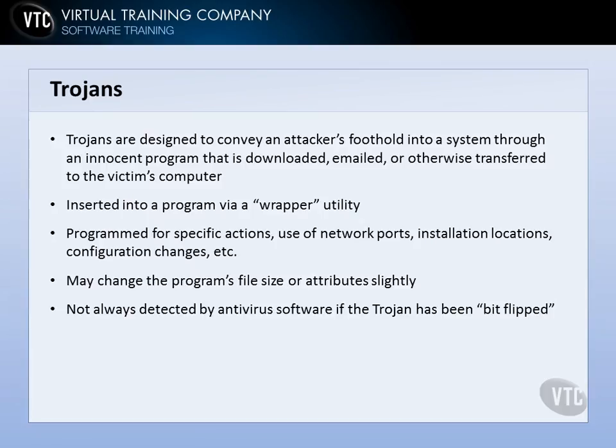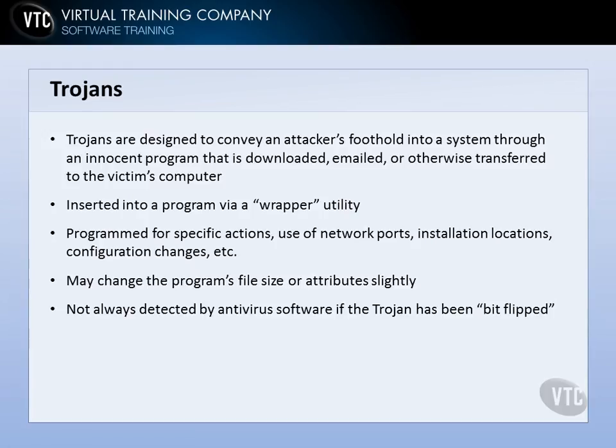Now, what happens is this Trojan is inserted into a program in what's called a wrapper utility, and we'll talk about those a little bit later, but it's basically a utility that puts a Trojan into a normal program. This wrapper utility also programs the Trojan, the attacker programs it, to take specific actions, to use specific network ports and protocols, to install itself in a particular place, to go stealthy, to change the configuration, if you will, so that it can't be detected. These Trojans may change their host program's file size or attributes just slightly, almost so they're not detectable. If you compared the before and after of a program, you might see a small size increase, for example.